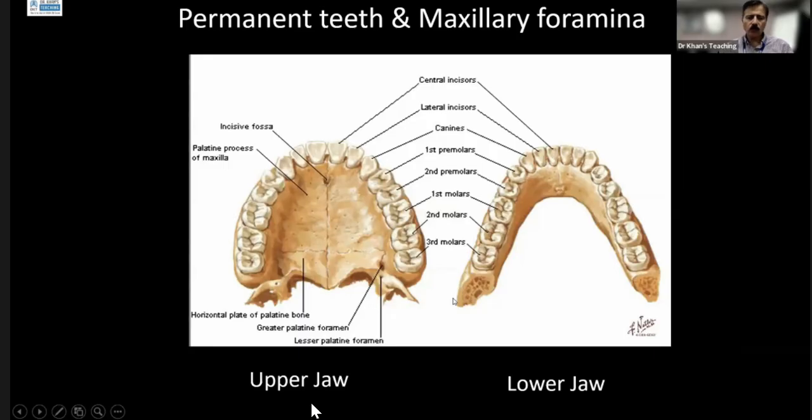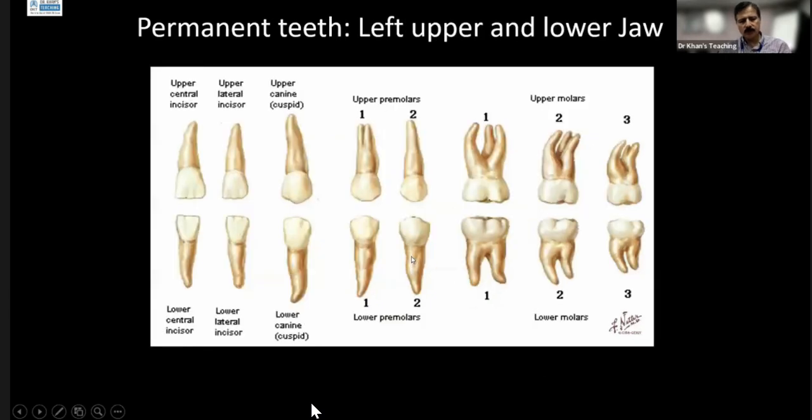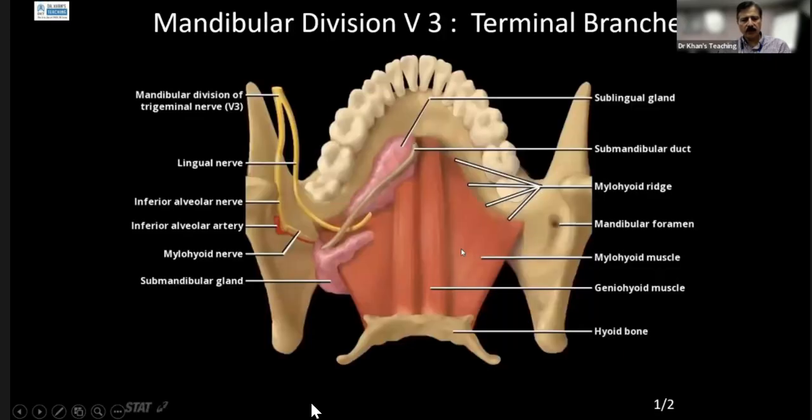All of you know the teeth, and we have got incisors, 2 of them. Then is the canine, premolars, 2 of them, and then molars. So these are the pictures of all the teeth, and this is the alveolar ridge of the mandible.